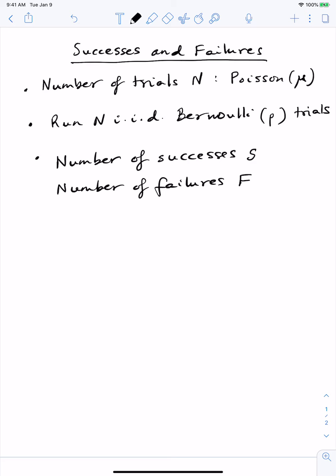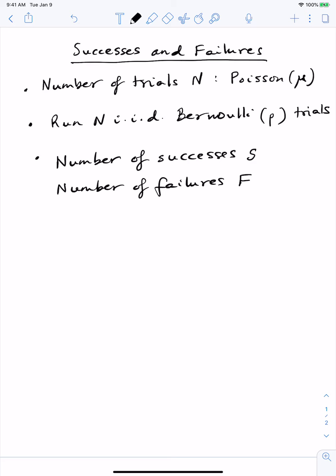If we have a fixed number of independent trials, like 100, and I tell you we had 60 successes, then you're going to say, okay, we had 40 failures. With a fixed number of trials, if you know the number of successes, you know the number of failures exactly. They're a function of each other. But now we randomize the number of trials.